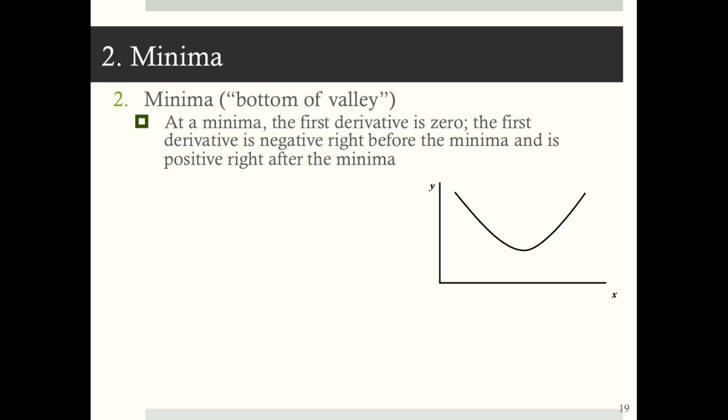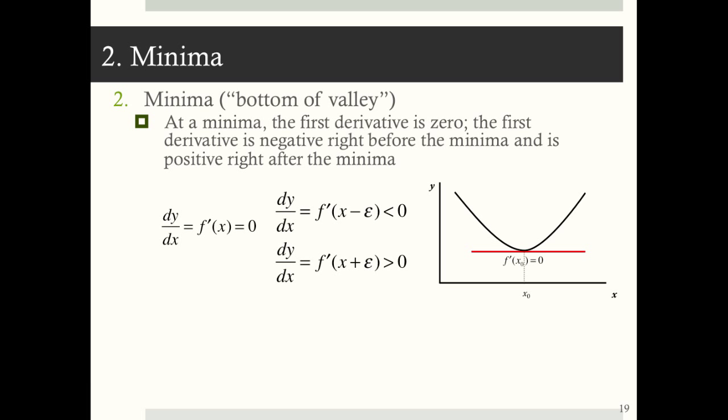So in math notation, the first derivative is 0 at the minimum point. That's the stationary point, x sub 0. And then as we're approaching x sub 0 from the left, the derivative is negative. And as we're leaving x sub 0, as we move along the x-axis, the derivative is positive.